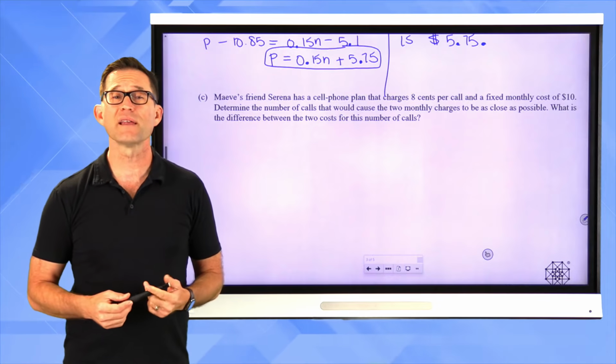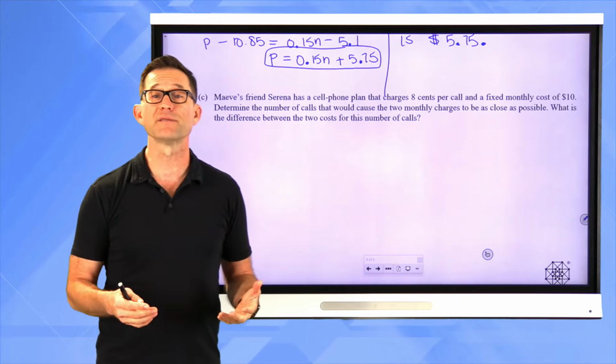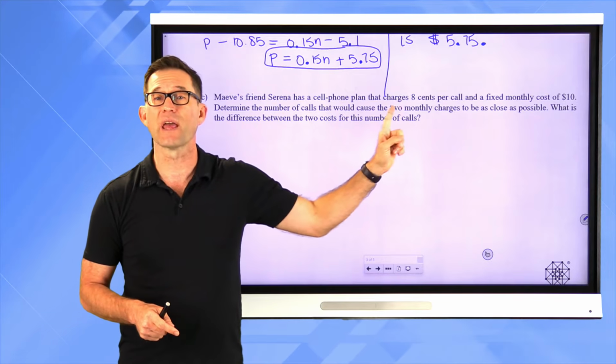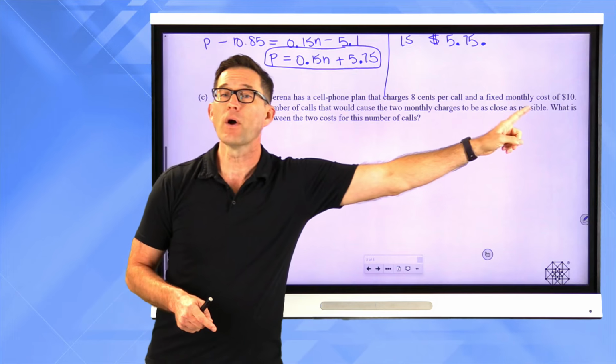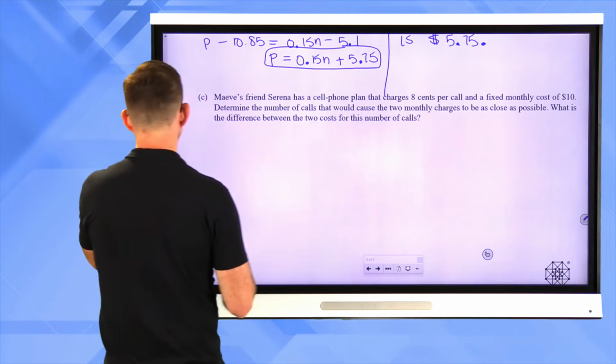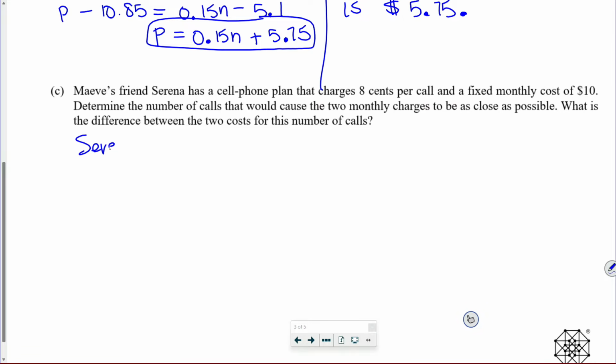All right, well, first let's lay out Serena's. Now, Serena's plan is much easier to lay out than Maeve's because we already know that she's being charged 8 cents per call, and we also know that she has a fixed monthly cost of $10. So Serena's plan, right, that's P equals 0.08n plus 10.